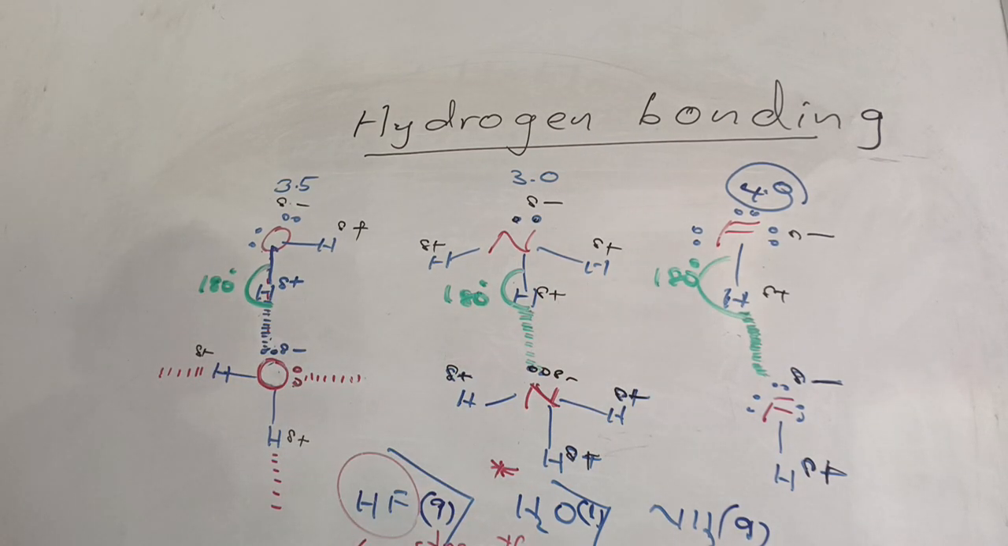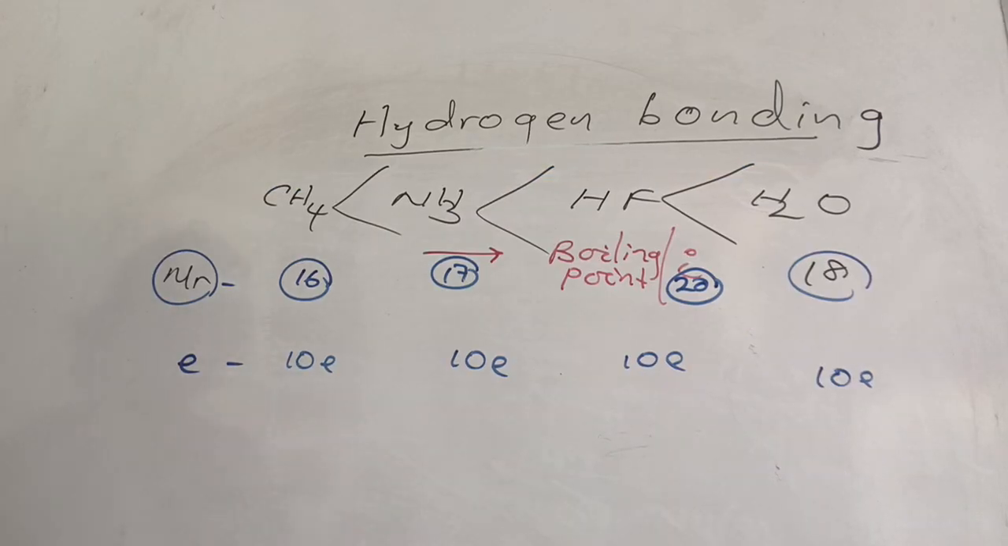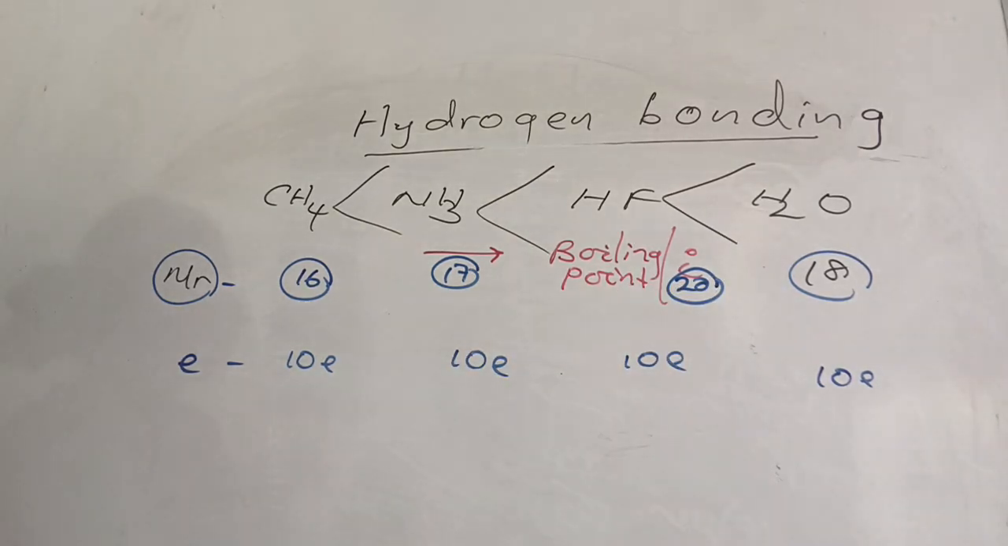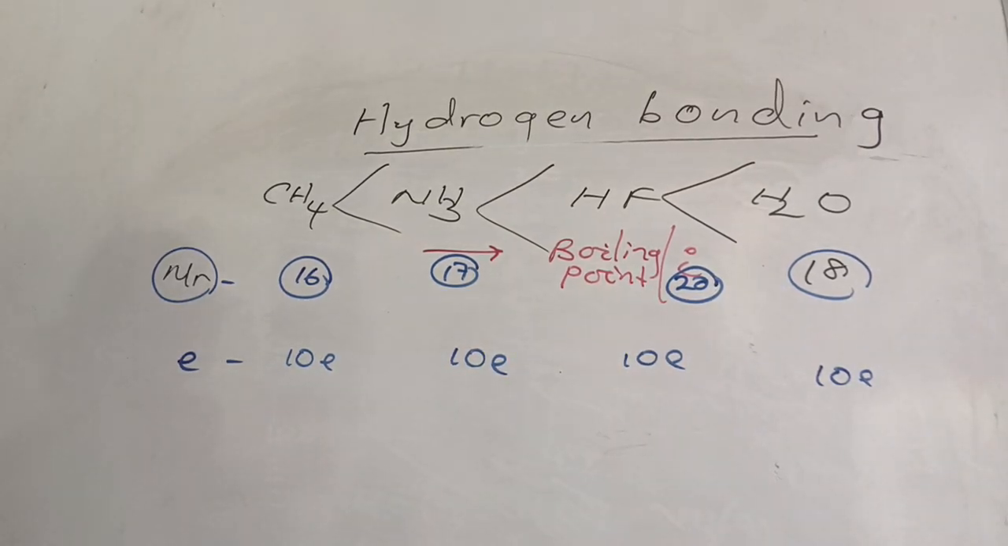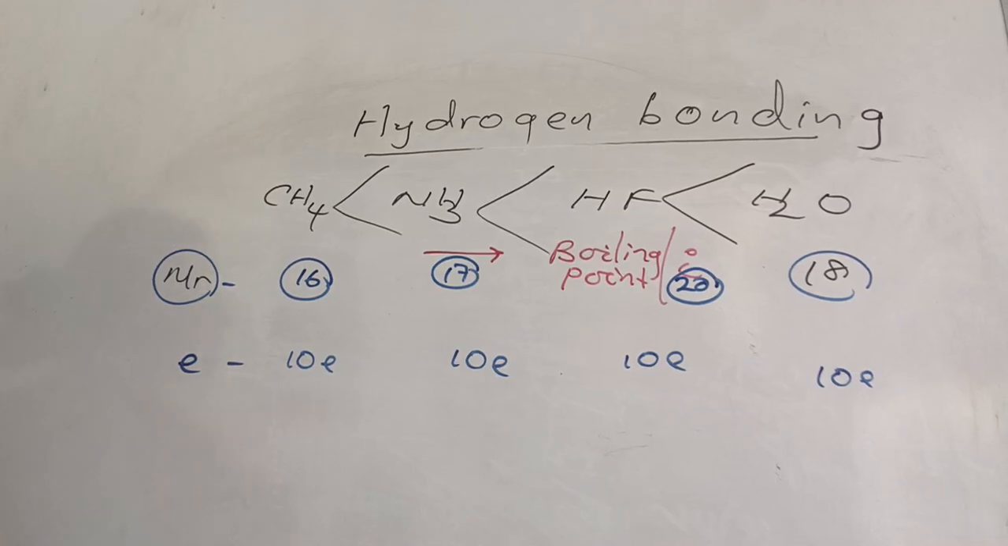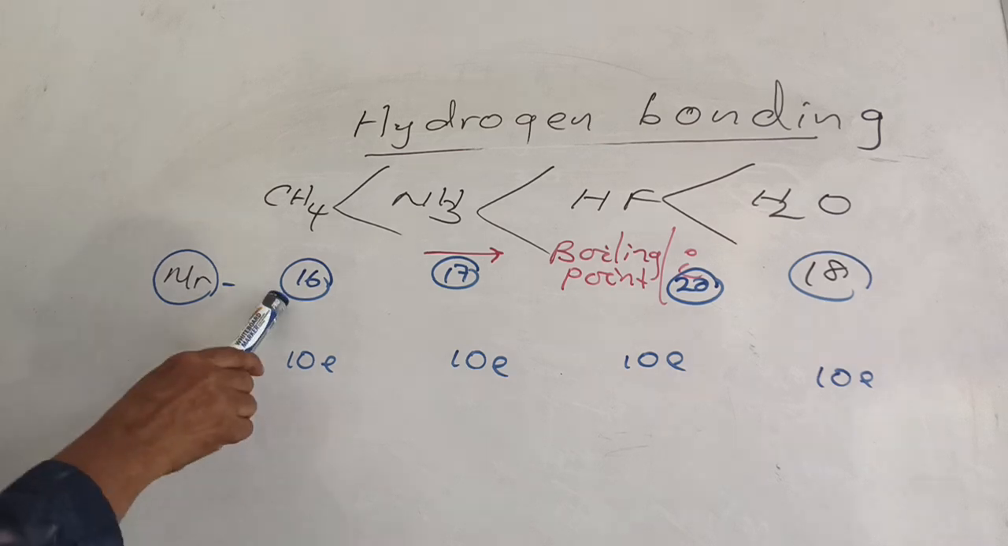But sometimes the questions ask about the strength of hydrogen bonding and the number of hydrogen bonds. Those are two different things, so your answer also should be different. The boiling point values are in this order of increasing. Water has the highest boiling point, and methane is another example, a non-polar molecule that doesn't produce hydrogen bonding but can be compared.